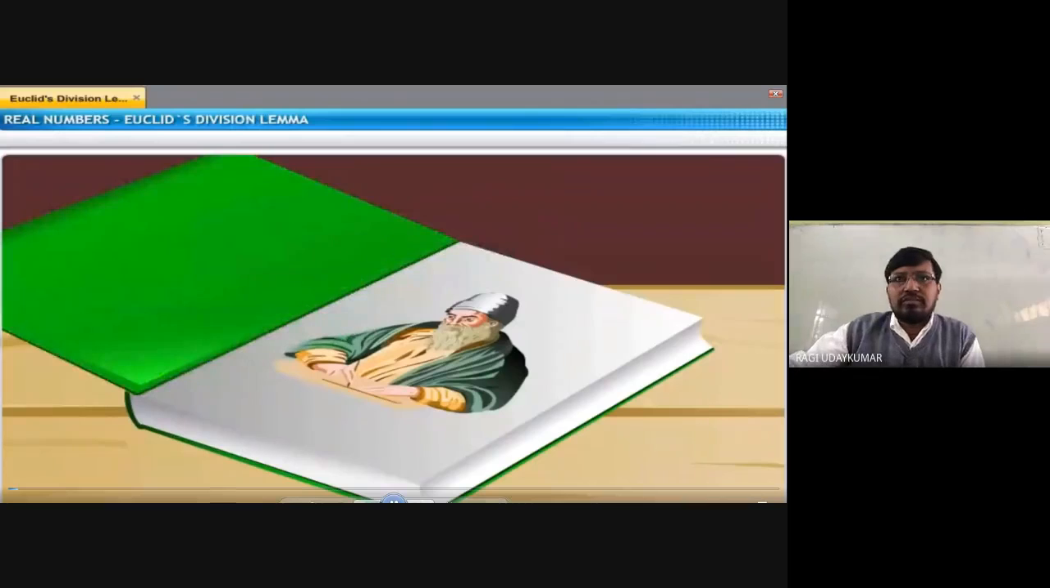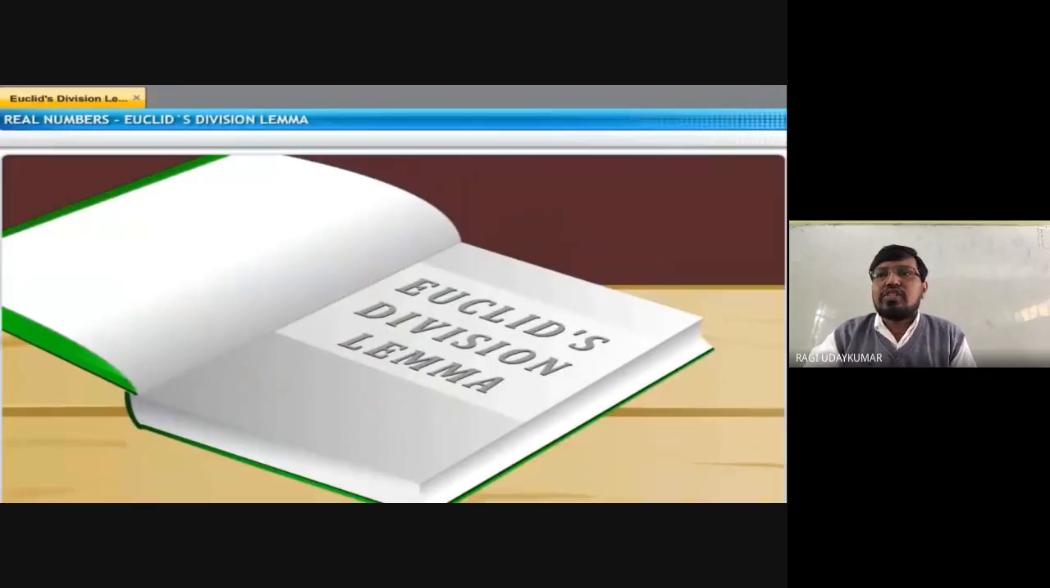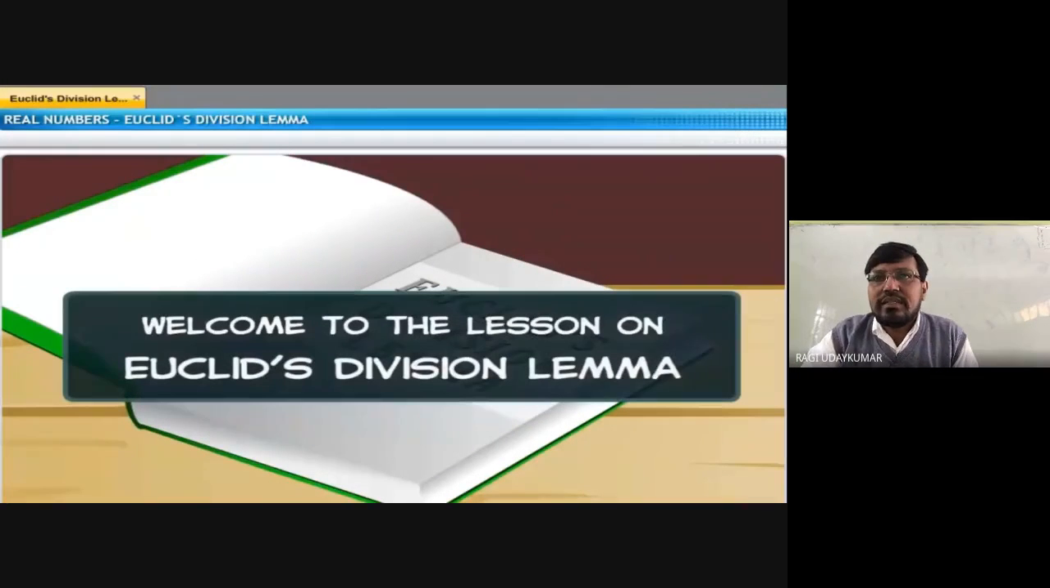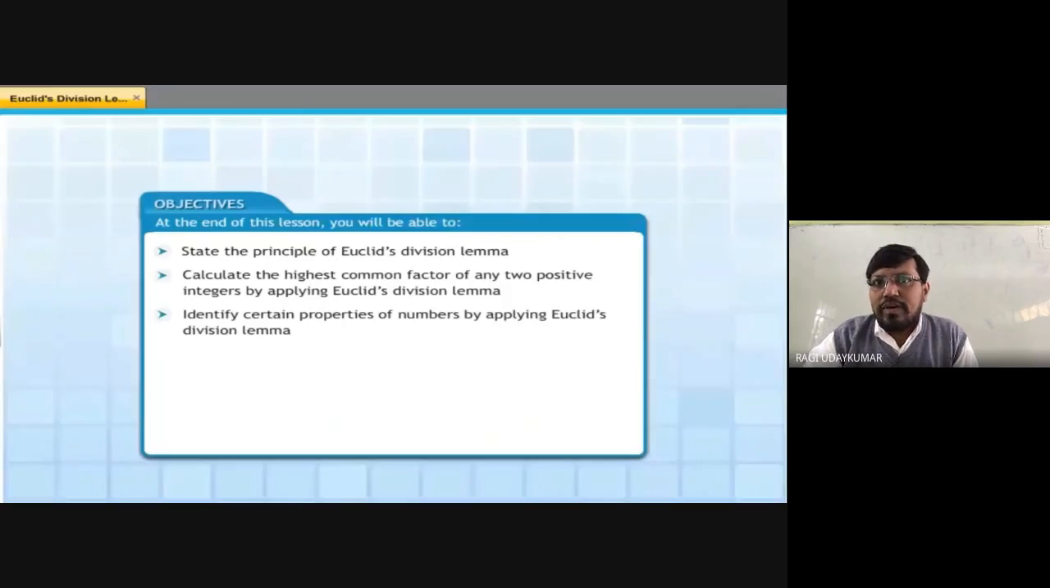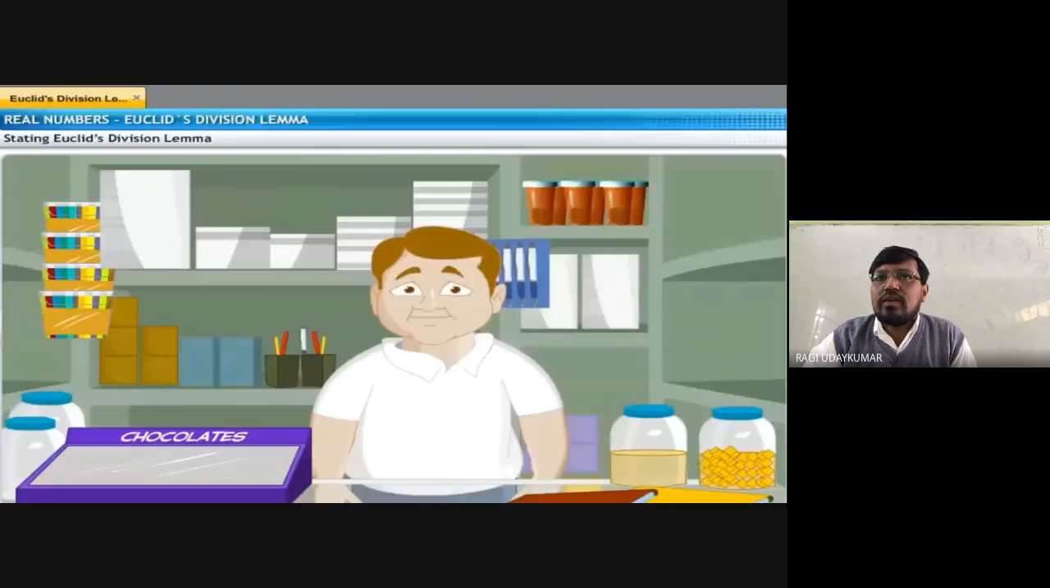So, revision of the real numbers chapter. The first topic is Euclid's division lemma. What is meant by Euclid's division lemma? We are going to learn to state the principle of Euclid's division lemma, calculate the highest common factor, that is HCF, of any two positive integers by applying Euclid's division lemma, and identify certain properties of numbers by applying it. So these are the things we are going to learn.